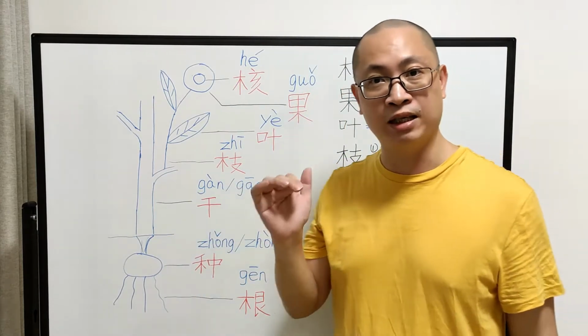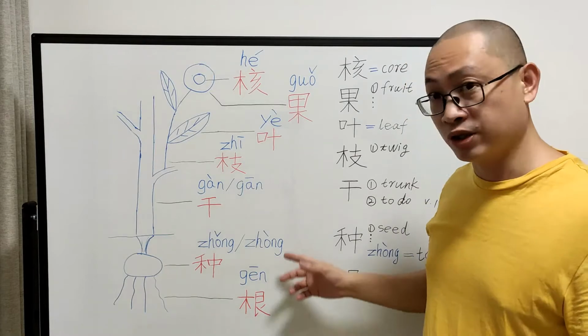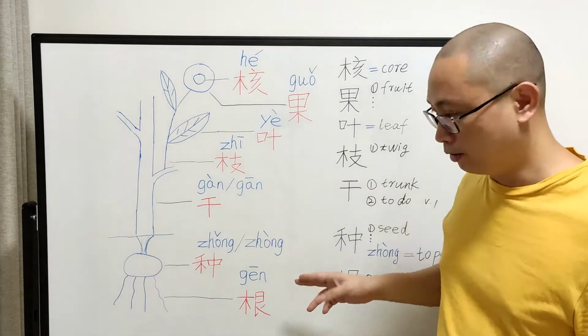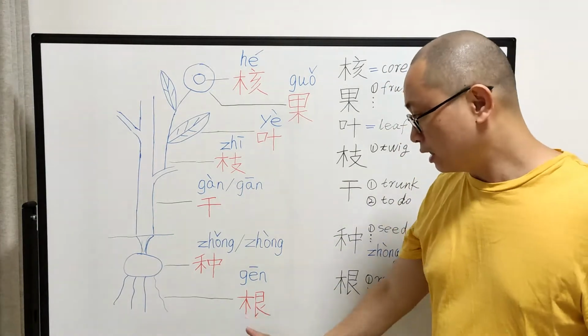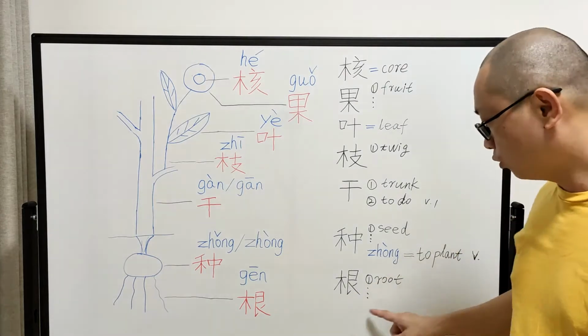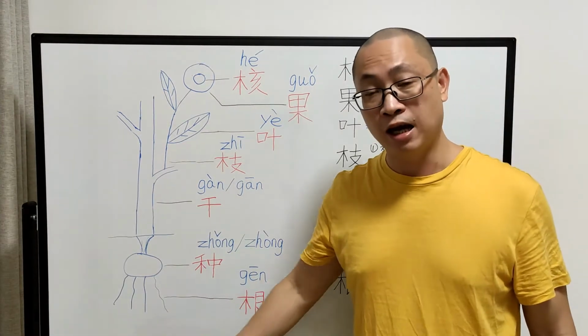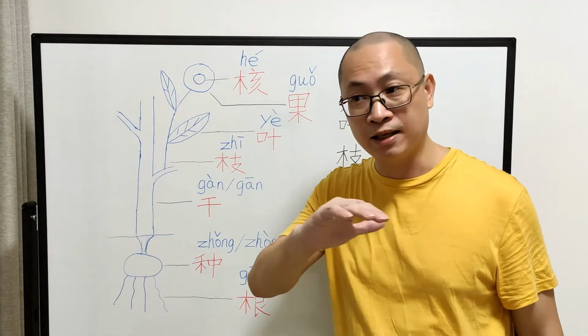This is Jiandu here. This video includes 7 Chinese characters. The first one is geng, root. And geng has other extended meanings.